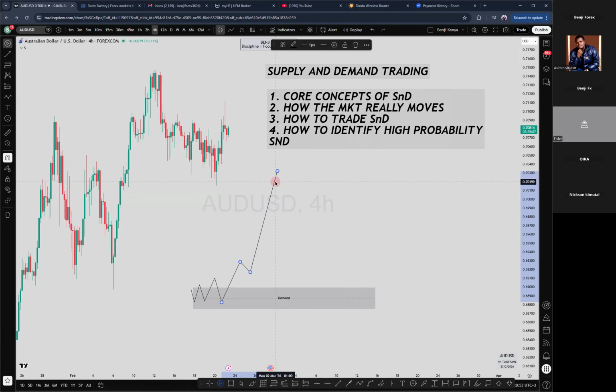So what is the demand and what is the supply zone? Okay. So as I said before, supply and demand trading is actually an SMC concept based on how big institutions such as the banks, the hedge funds, the large financial institutions, and also the liquidity providers usually move the market. And there's a way that they usually move the market. And price moves because of liquidity or because of imbalance between buyers and sellers.